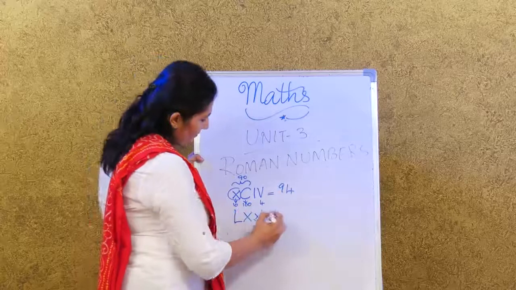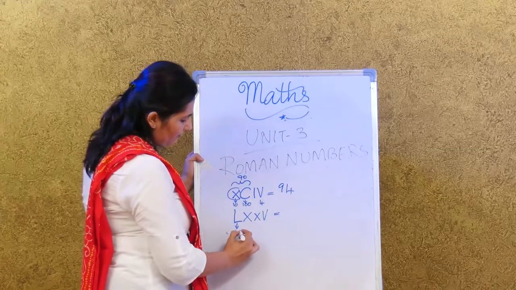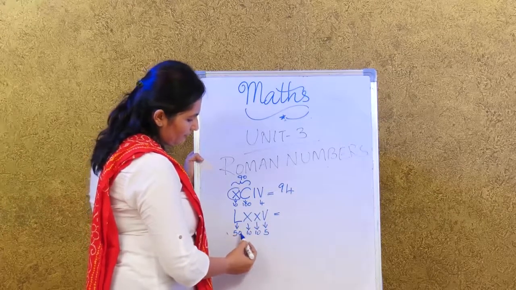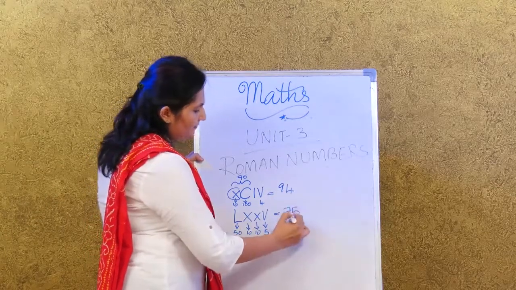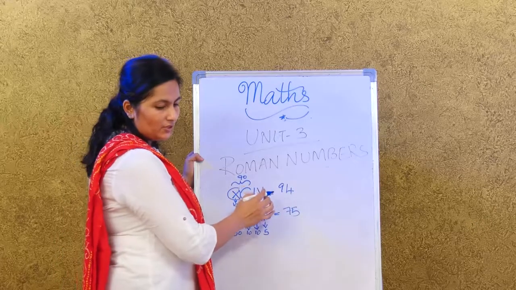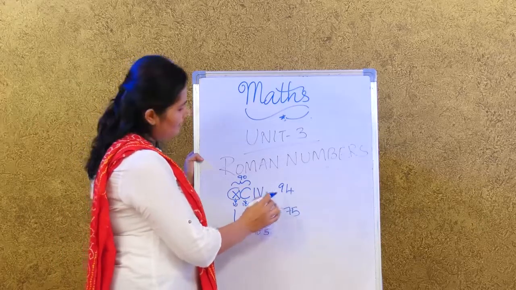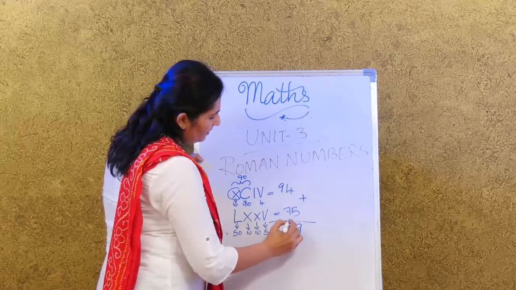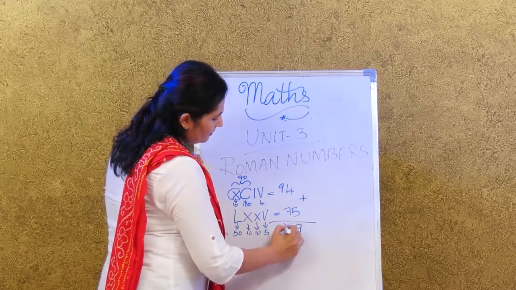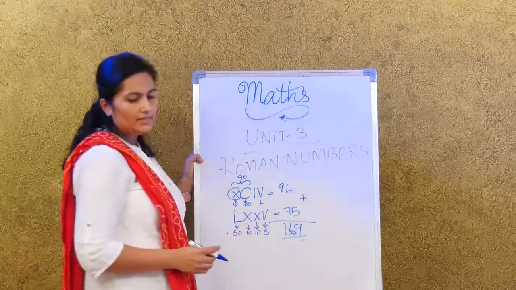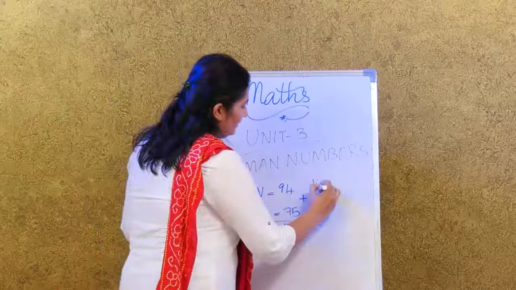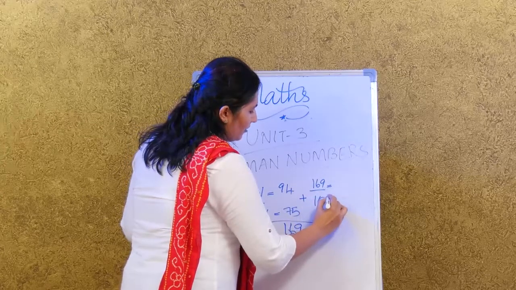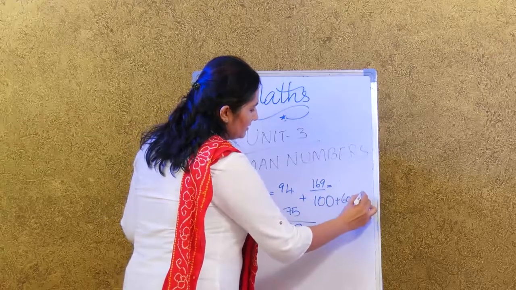And then remember, this L is having the value 50, 10, 10 and 5. So 50, 60, 70 and 75. So now we got how much Raju has and how much Rahul has, 94 and 75. So now you have to add these both, 9, 60, 169. So how do we write 169? That is 100. So 169 expanded form is 100 plus 60 plus 9.